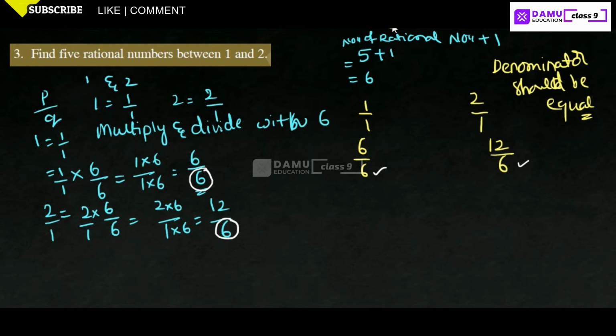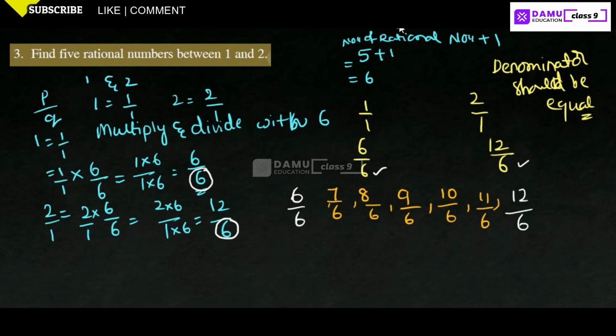So between that, how many values are there? After 6 by 6 you can write 7 by 6, 8 by 6, 9 by 6, 10 by 6, 11 by 6 and 12 by 6. So how many? 5 rational numbers. We can check these values, and this is how we get the rational numbers.